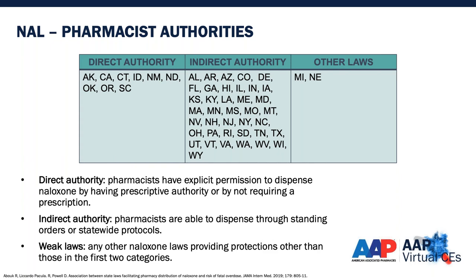The next best is indirect authority. And this is by and large what most states have. This is usually done through some sort of statewide protocol or a standing order. And then there are a few states that have other laws. I use the term weak laws. That's language you'll find in the literature. I didn't give that definition. But these are any other naloxone laws providing protections other than the first two categories.